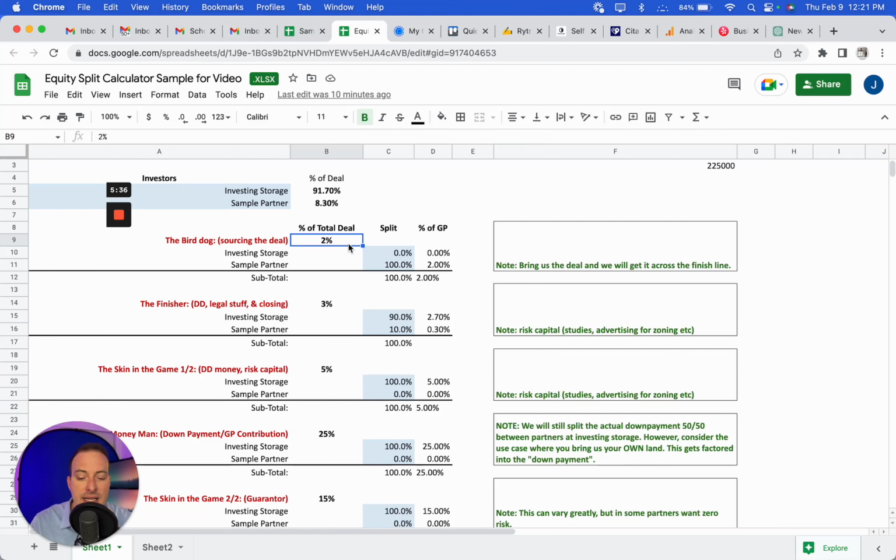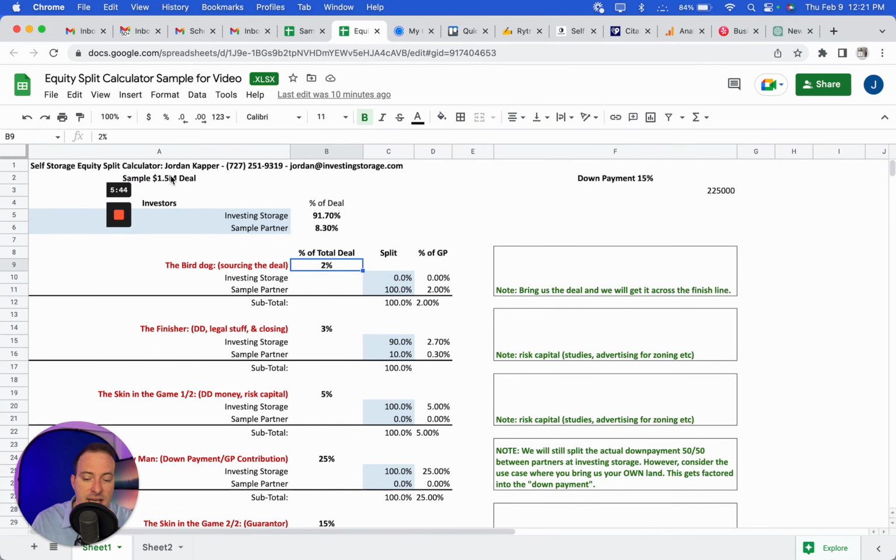And how does this work exactly? This is how much the bird dog is worth and how much Investing Storage, and in this deal, which is a sample $1.5 million deal, the 15% down payment. So to close on this deal, it probably ends up being more with some little closing costs or whatever, but you're bringing $225K to close on this deal. The bird dog, which if you bring us the deal, obviously, you'd be 100% the bird dog, 2%. And here you go. How much does this theoretical partner get? Well, he gets 100% of that, obviously, because you brought it to Investing Storage.